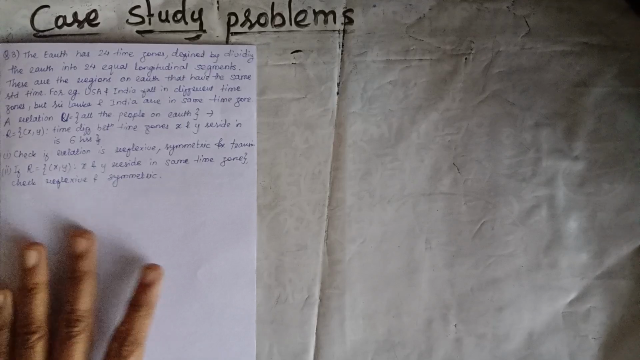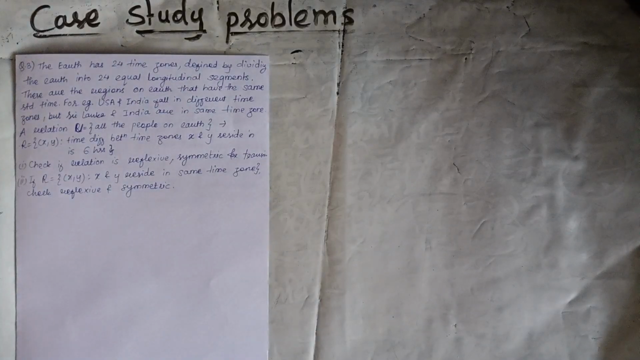Next question. The Earth has 24 time zones defined by dividing the Earth into 24 equal longitudinal segments. These are the regions on Earth that have the same standard time. For example, USA and India fall in different time zones, but Sri Lanka and India are in the same time zone.